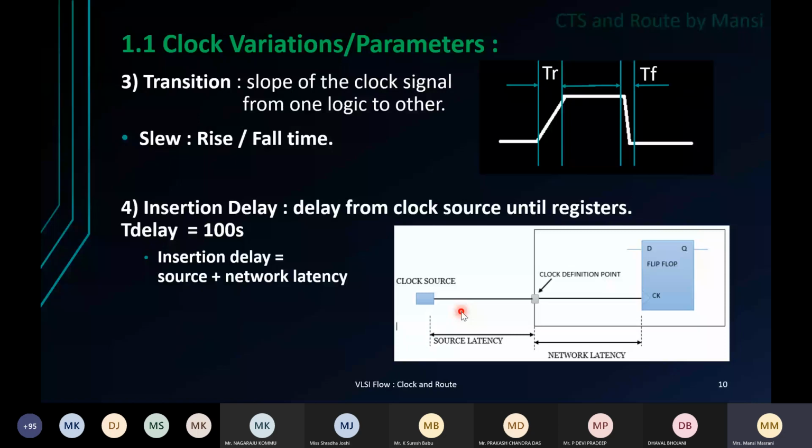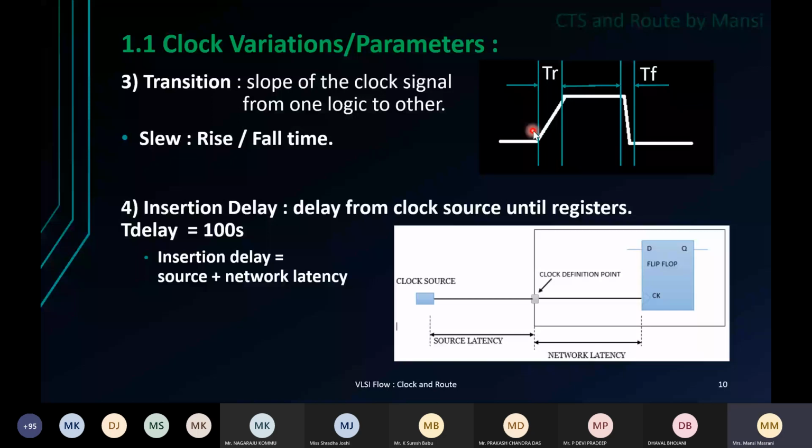So it has a definite rise period, it has a definite slow fall time and all. So this is called the transition of the clock. The transition you can consider from 10% of the clock high value to 90% of the clock high value, or 20 to 80, but that all belongs into the rise time and fall time.